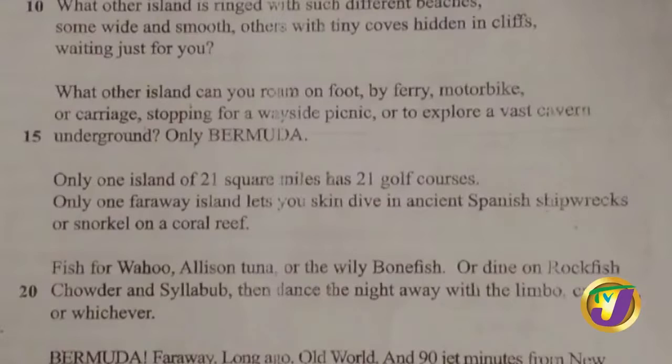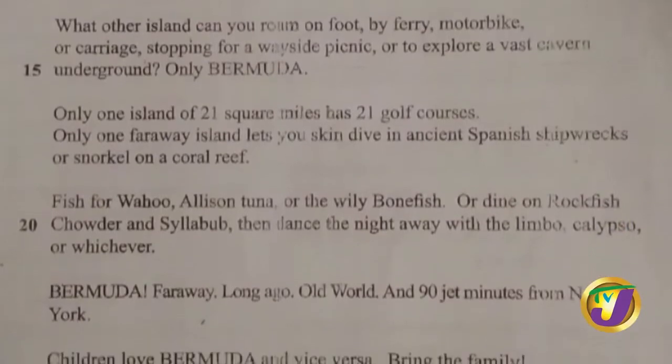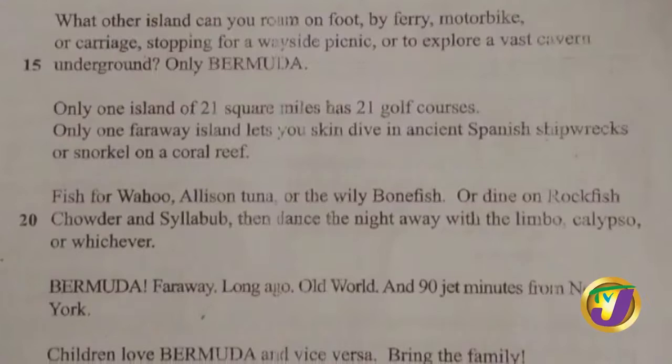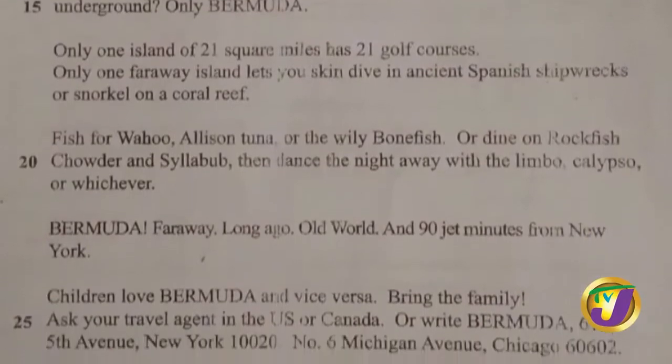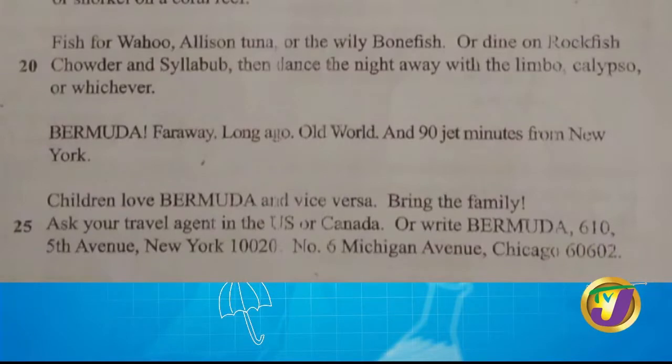Only one faraway island lets you skin dive in ancient Spanish shipwrecks or snorkel on a coral reef. Fish for wahoo, Allison tuna, or the wily bonefish, or dine on rockfish, chowder, and syllabub. Then dance the night away with the limbo, calypso, or whichever. Bermuda, far away, long ago, old world, and 90 jet minutes from New York. Children love Bermuda, and vice versa. Bring the family. Ask your travel agent in the USA or Canada, or write Bermuda, 610 Fifth Avenue, New York, 10020, number 6, Michigan Avenue, Chicago, 60602.